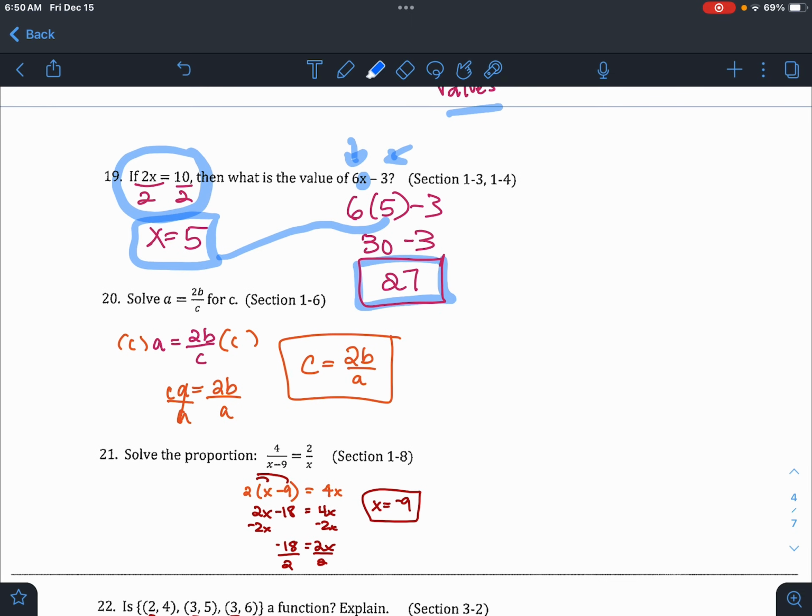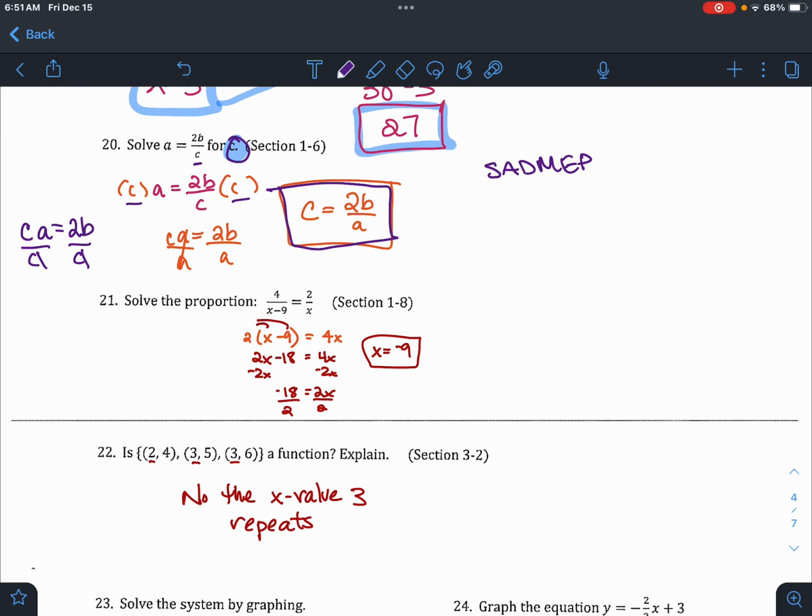On 20, we're just solving for a variable, and it could be a multitude of variables that we're asked to solve for, but in this scenario, it's asking to solve for c. I use my SADMAP to isolate the variable, right? That's all I need to do here. So in order to solve for c, it can't be part of a fraction. So I multiply both sides by c, so it's no longer a fraction, right? Then I have c a equals 2b. Now, because I'm solving for c, I simply need to isolate c dividing by a on both sides. And then I get c equals 2b over a.